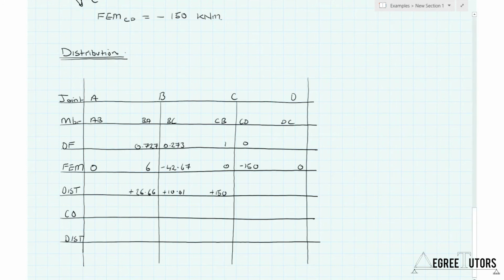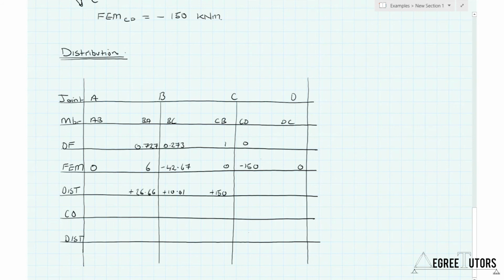Because remember, member CD is a cantilever, and we can state at the very start of this question what the bending moment is at C, because it's quite easy to work out the moment from a cantilever. So that has to be a negative 150 at the very end of the question. So we can't add anything down here because we know we have to finish up with this 150 at the end. So that's the rationale behind why we have a distribution factor of 1 and 0 at that joint.